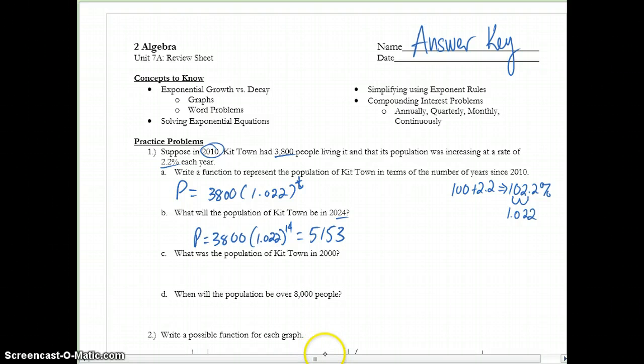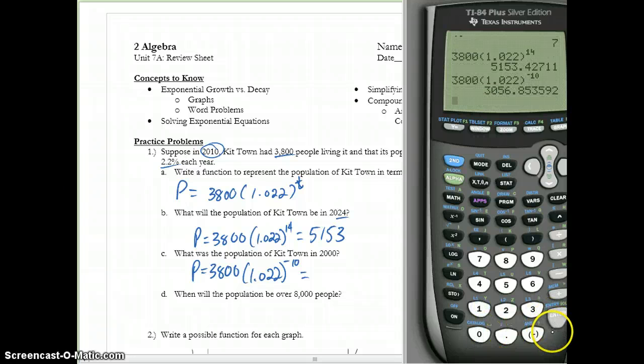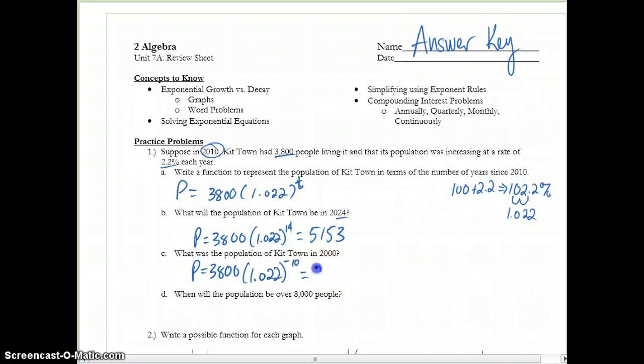If I want to know what the population was in 2000, to go backwards in time, what we're going to do is use a negative value for the exponent, specifically backwards in time 10 years. Plug that in our calculator. If you hit second enter, it'll recall the last equation, negative 10. We go back to 3,056. Here, since we're going backwards, it can be a little bit of a confusing issue about whether you want to round down or round up. I'm going to round up, say that other person is still there.